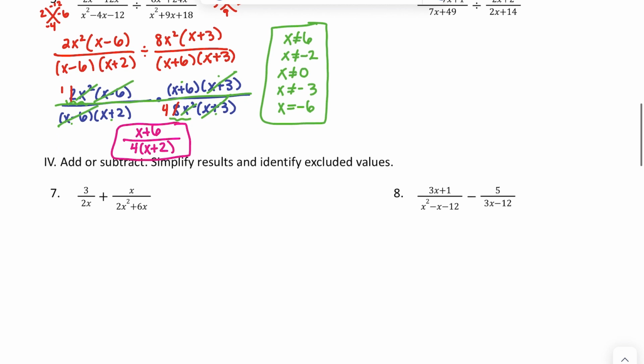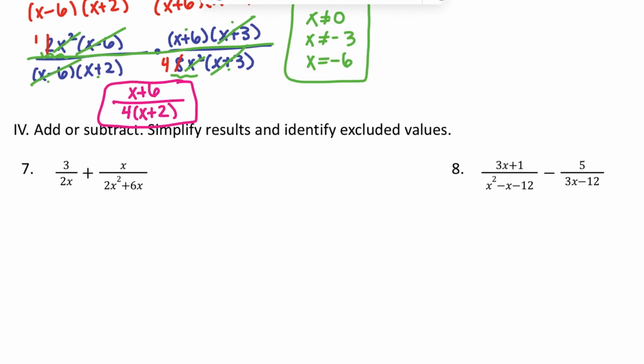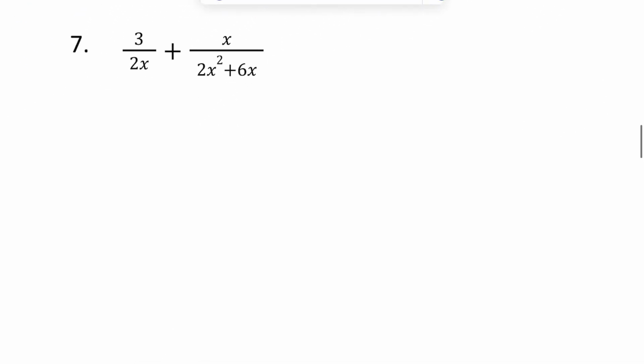All right, we're going to move on to some addition and subtraction. Starting with addition, we need to get common denominators in order to add. So the first step is going to be to factor, but only factor the denominators. Do not factor the numerators. So this denominator here, the only one that factors is 2x squared plus 6x. I can factor out a 2x, and I'm left with x plus 3.